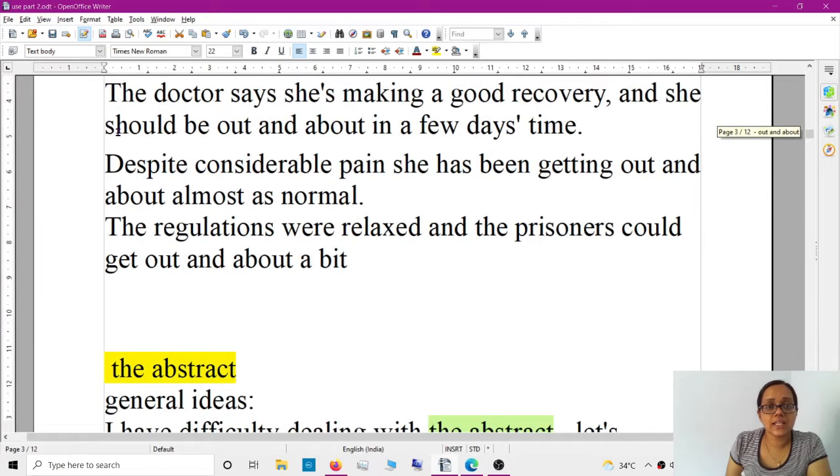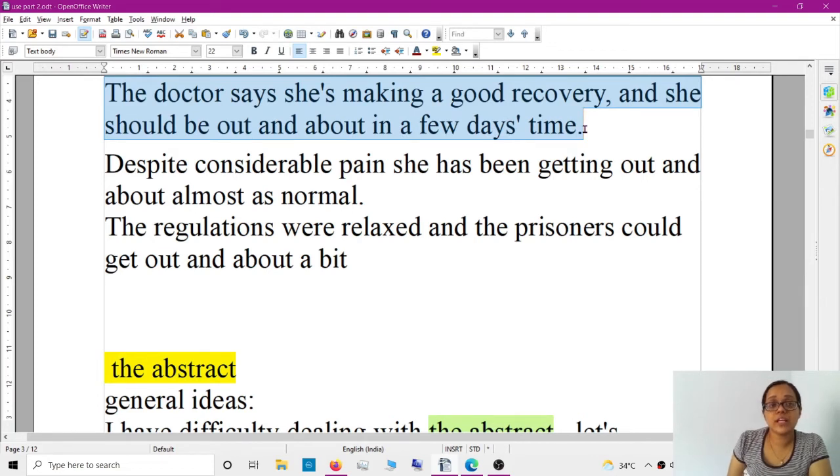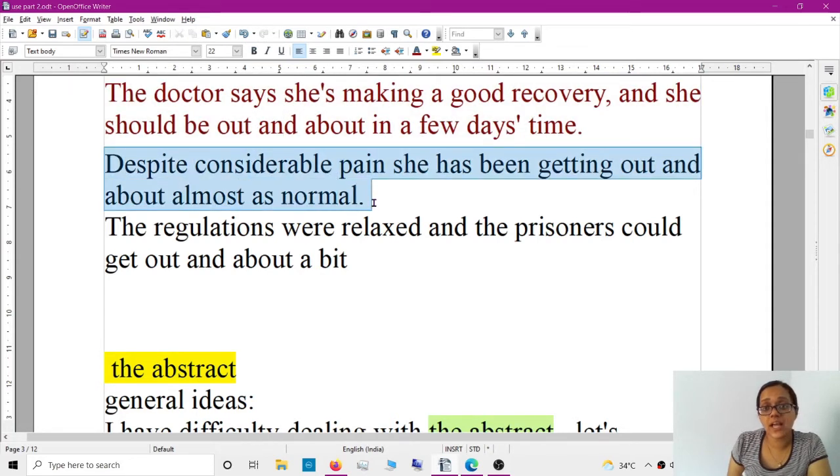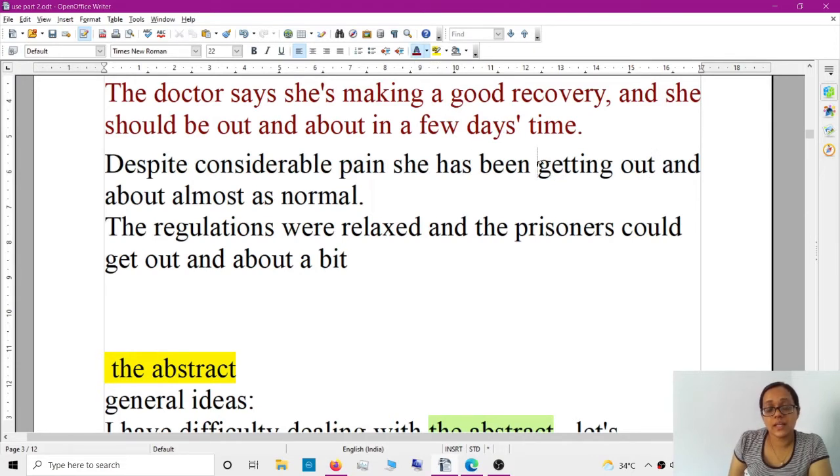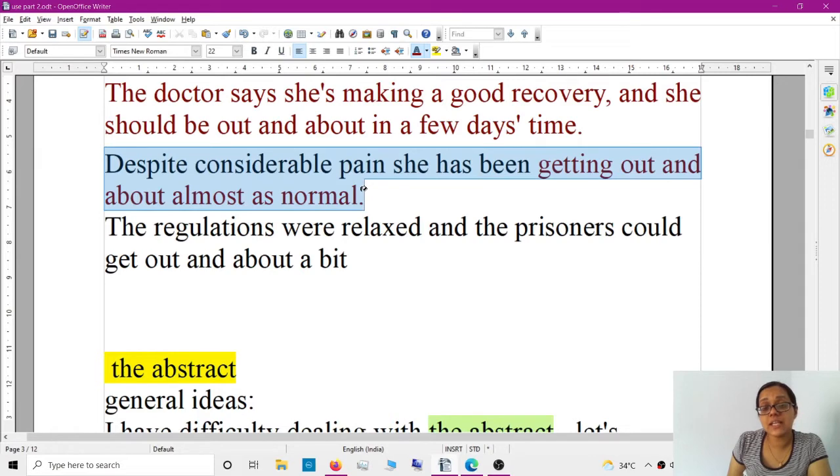The doctors say she is making a good recovery and she should be out and about in a few days' time. The next sentence: despite considerable pain, she has been getting out and about almost as normal.